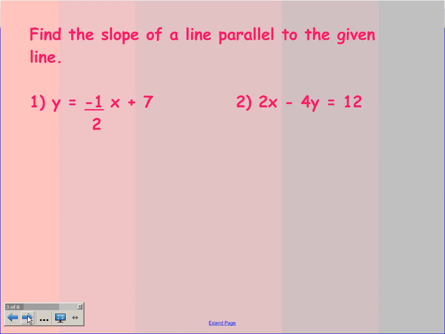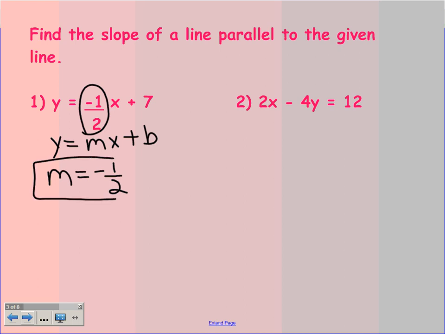Find the slope of a line parallel to the given line. In this equation, we know the format y is equal to mx plus b, so we can easily identify our slope, negative 1/2. So that would be the slope of the line. We could use that slope to write another equation if necessary, but in this case, we just have to identify the value of m.